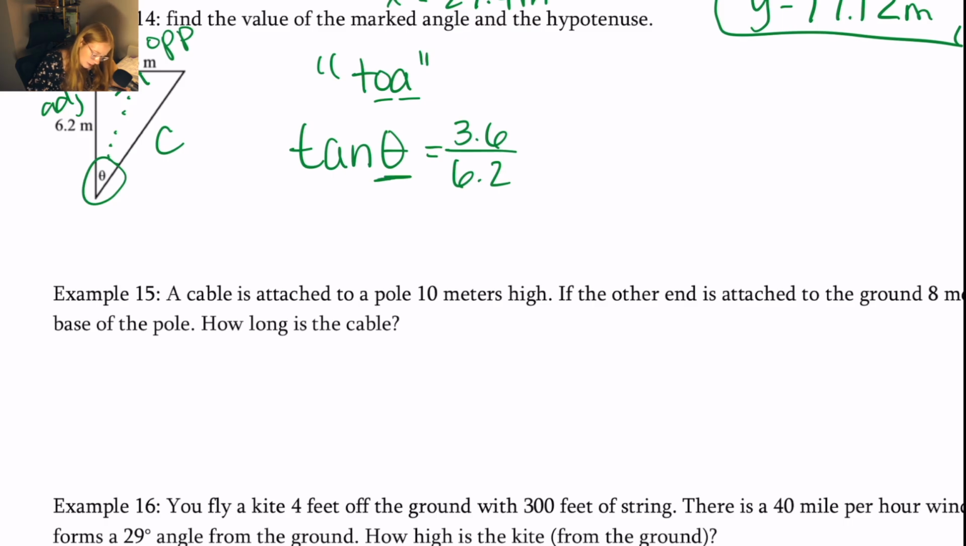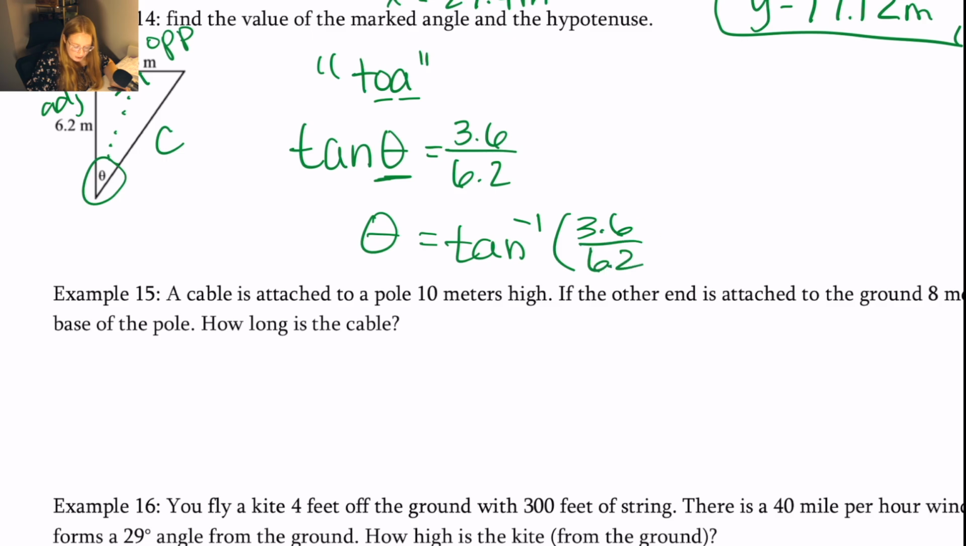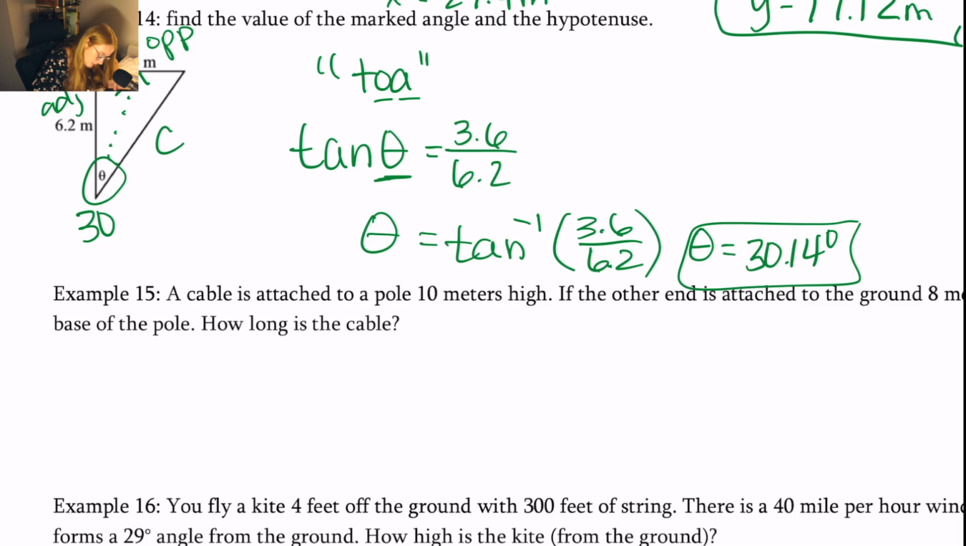Here's my variable. I'm looking for theta. Move that tangent over. When tangent goes to the other side, inverse tangent. And then that fraction is caught in a set of parentheses, and that's how you type it into your calculator. So let's do inverse tan. So I'm going to do shift tan 3.6 divided by 6.2. Okay, and you get 30.14 degrees.